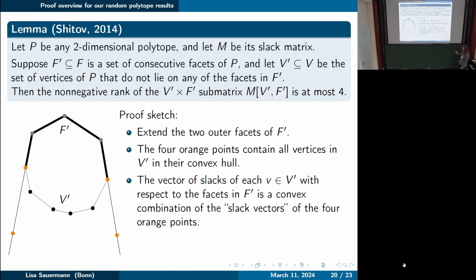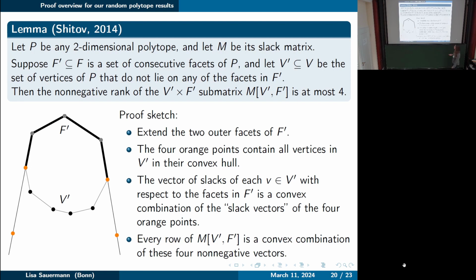But those vectors for the orange points are non-negative vectors, so that means in this matrix MV prime F prime, every row is a linear combination of those particular 4 non-negative vectors. And so every row of MV prime F prime is a convex combination of these 4 non-negative vectors corresponding to the 4 orange points. And so that means that matrix has non-negative rank at most 4, because I found such a factorization. Okay, so that's the proof in dimension 2.